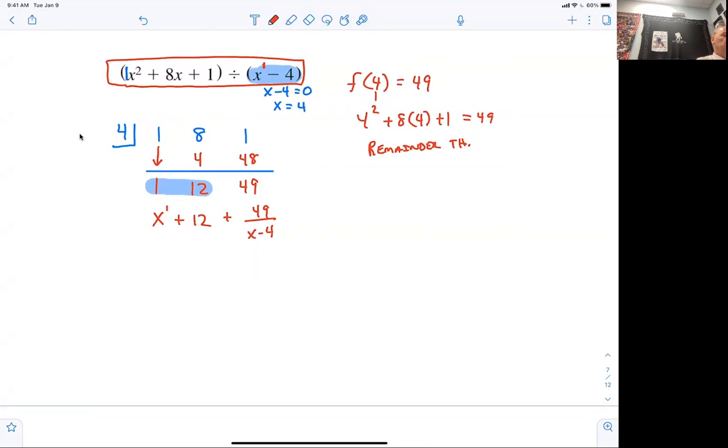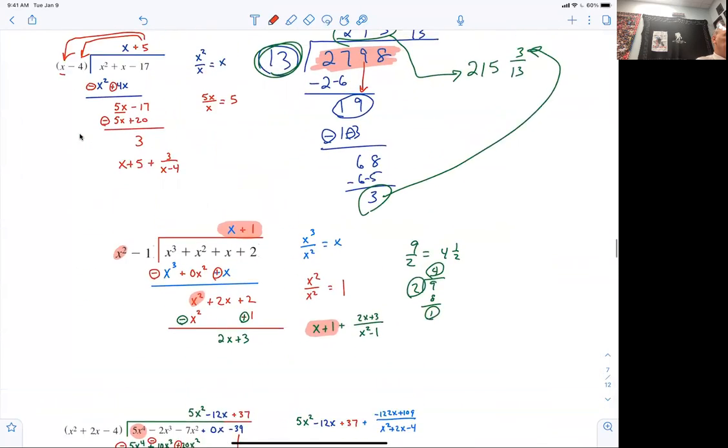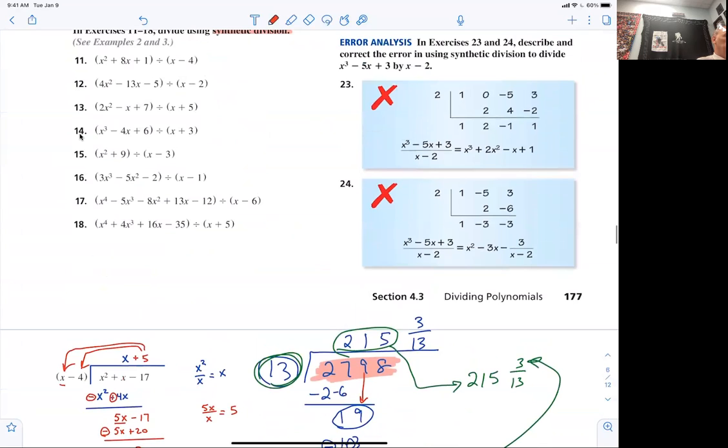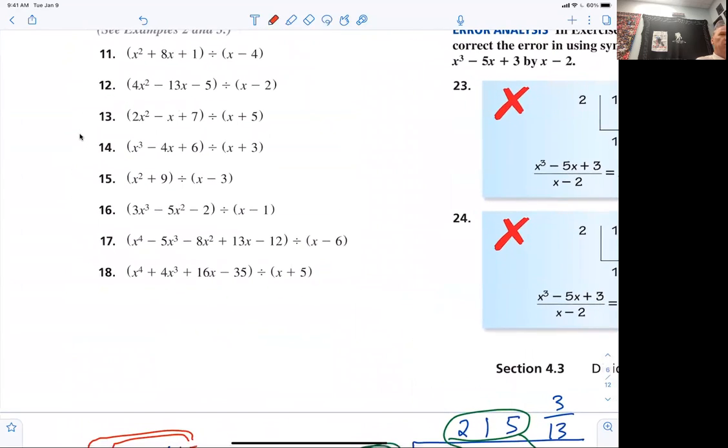Much, much easier problem. Now, someone asked me a great question about, can you always do synthetic division? Well, let's look at synthetic division. Notice the only things we're dividing by are linear: x minus 4, x minus 2, x plus 5. Notice you'll never see x squared. So synthetic division only works when you're dividing by something that's linear. Is everybody understanding that?